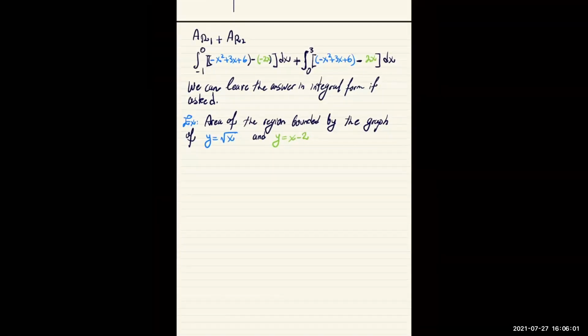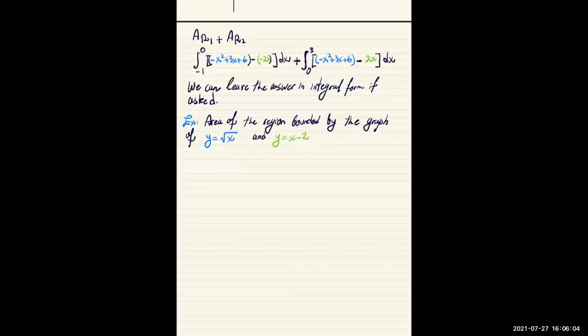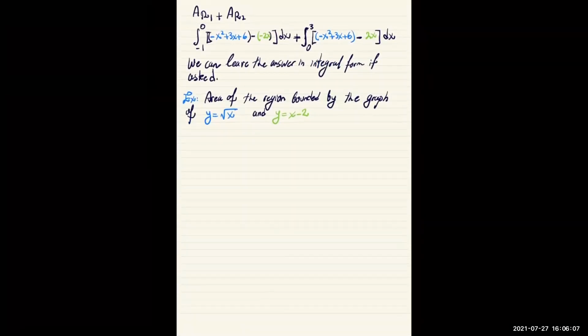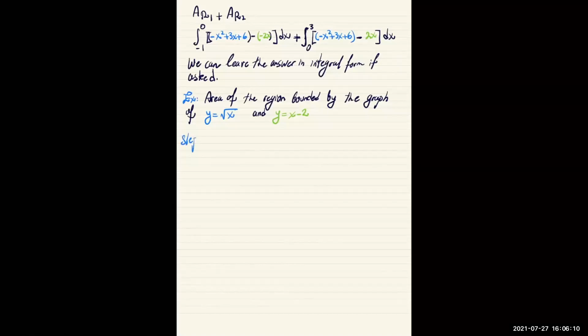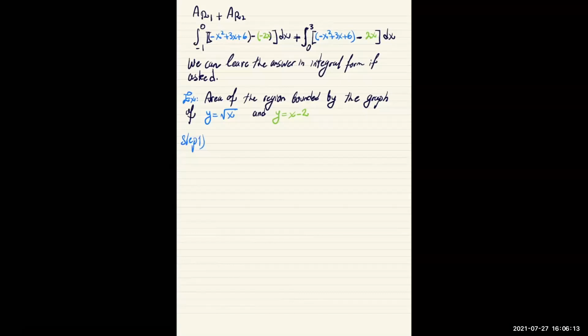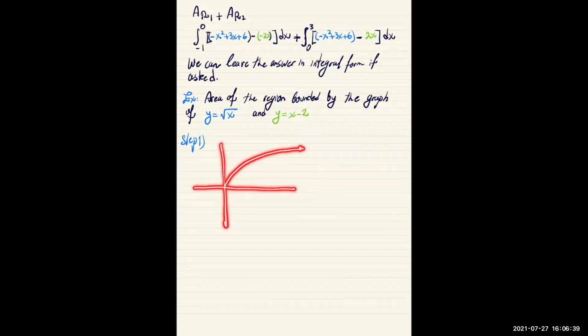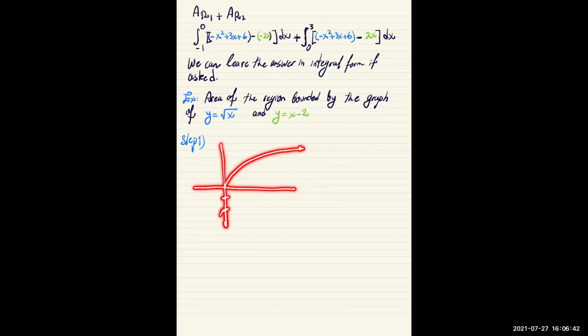So let's picture the area again. Let's do a rough sketch. So again, step 1: we're going to graph these, but we have to find a point of intersection. We want to have an idea of the shape of the region. So square root of x is that graph. We all should know what square root looks like. x minus 2 is a line, and the y-intercept of x minus 2 is negative 2, so it looks something like that.